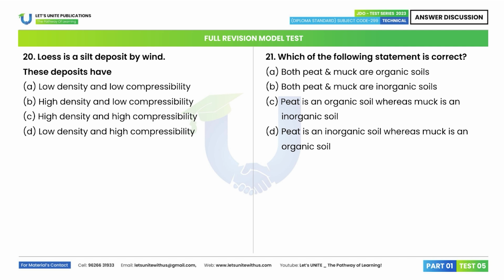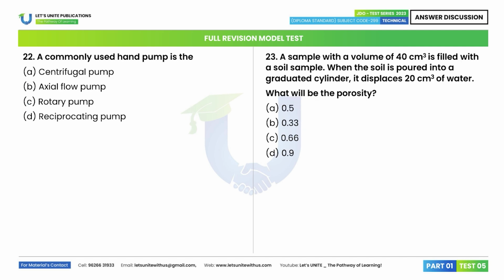These deposits have high density and low compressibility. Option B is the correct answer. Twenty-first question, which of the following statements is correct? Option A, both peat and muck are organic soils. Twenty-second question, the commonly used hand pump is a reciprocating pump. Option D. Twenty-third question, a container with a volume of 40 cm3 is filled with a soil sample.